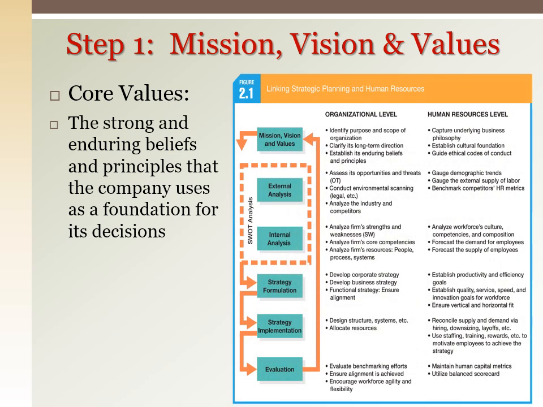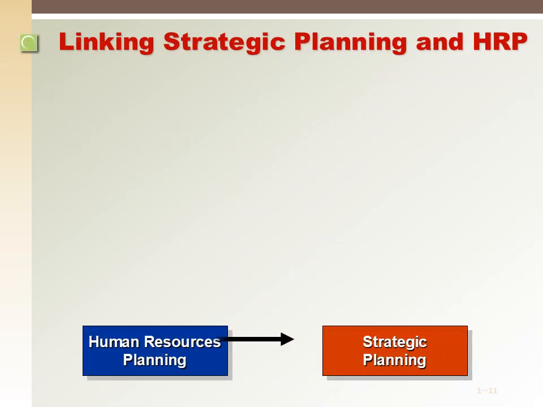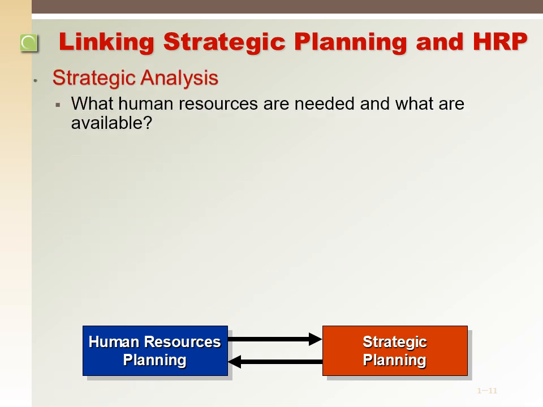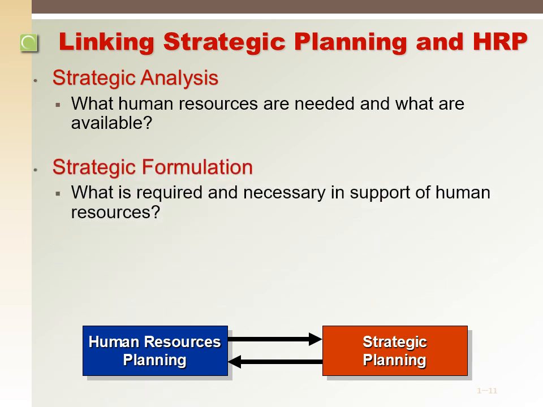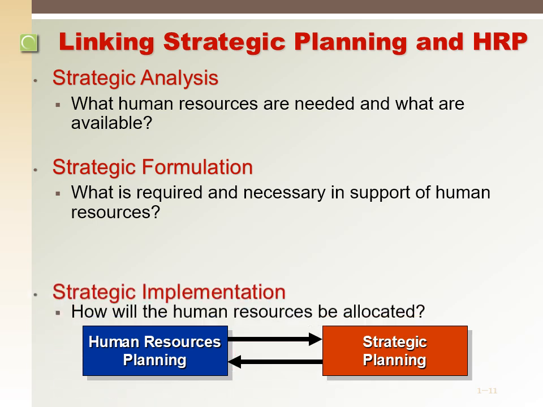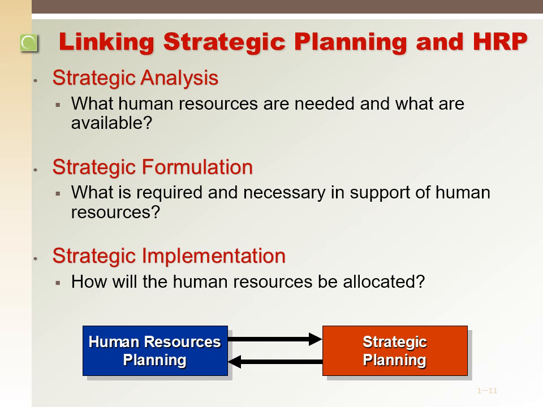Core values are those strong and enduring beliefs and principles that the company uses as its foundation to make all its decisions. So when you look at the chart, you'll see there's core values of the organizational level, but there's also core values for the human resources level. Linking strategic planning and human resources planning is important. The strategic analysis, what human resources are needed and what resources are available. The formulation is what is required and necessary in support of human resources. And the implementation is how will the human resources be allocated? Where will we use them?